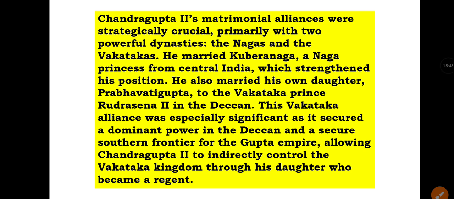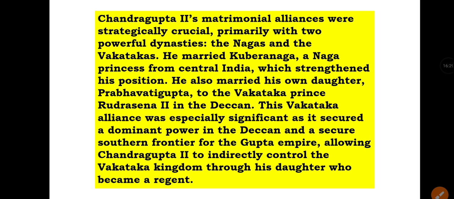So Chandragupta II also made some matrimonial alliances. He married a Naga princess for good relations and alliance between the Gupta and the Naga dynasties. The Naga princess was named Kubera Naga. Also, he married his own daughter Prabhavati Gupta to the Vakataka prince named Rudrasena II to have a great alliance with them.